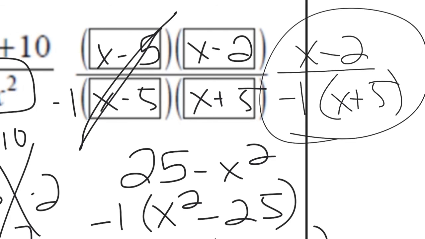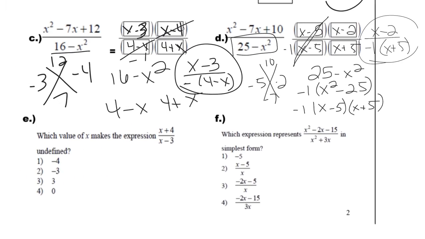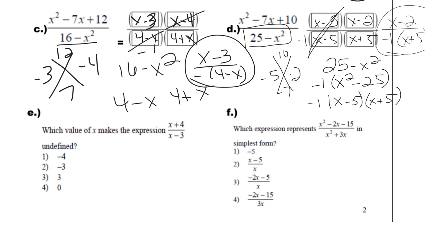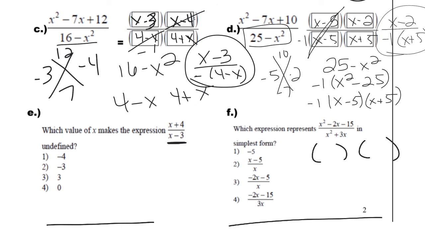That's my final answer. Your homework is E and F. Now it says which value of x makes the expression undefined. So remember we said you can't have 0 in the denominator. What would make you have 0 in the denominator for E? And then F, you're going to have to factor this into 2 factors at the top and factor into 2 factors in the bottom, and then what simplifies.